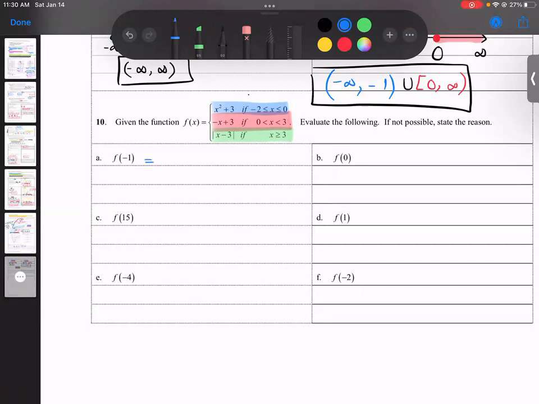You might ask, which one do I pick? Do you pick all three? No, you don't. You have to look at the domain. So -1 falls between -2 and 0, hence you plug into the blue function. The blue function says something squared plus 3, and that something now is -1. So -1 squared is 1, plus 3 is 4. What about b, F of 0? It still belongs to the blue function, because 0 is included in the blue function. So something squared plus 3, and that something is 0, is equal to 3.